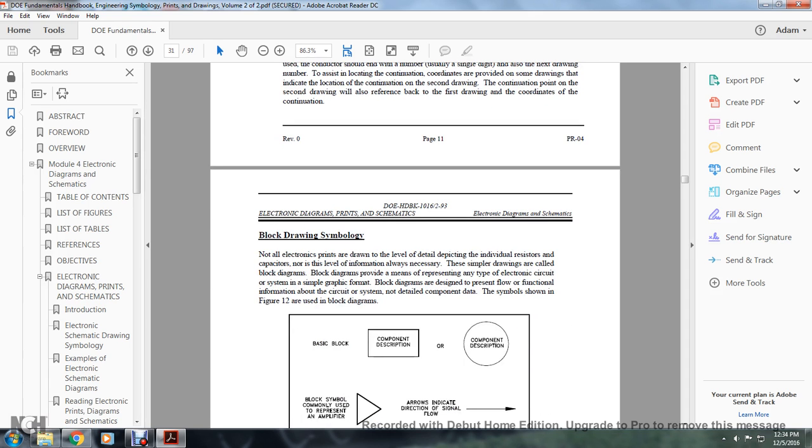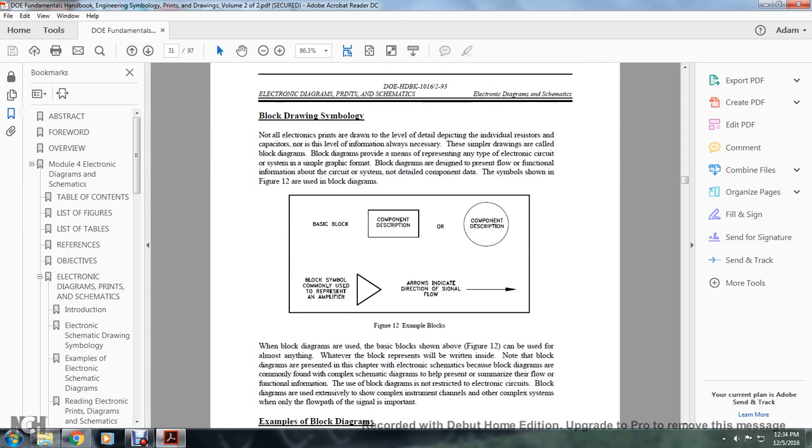Block drawing symbology. Not all electronic parts are drawn with a level of detail depicting the individual resistors and capacitors, nor is that level of information always necessary. The simpler drawings are called block diagrams. Block diagrams provide the means of representing any type of electronic circuit in a simple graphic format. Block diagrams are designed to present the flow of functional information about the circuits and systems, not detailed component part data. The symbols shown in figure 12 are used in block diagrams.